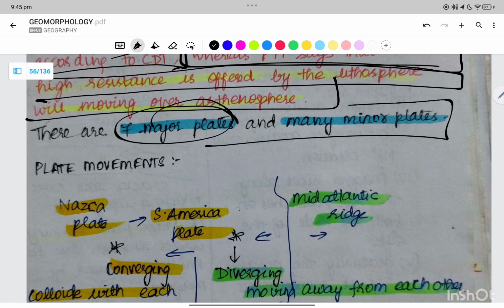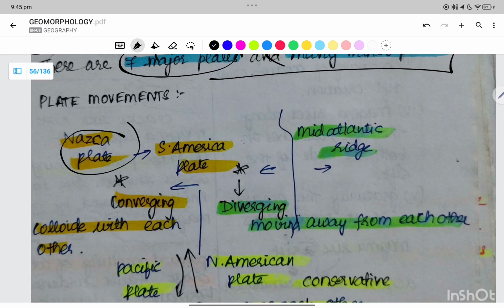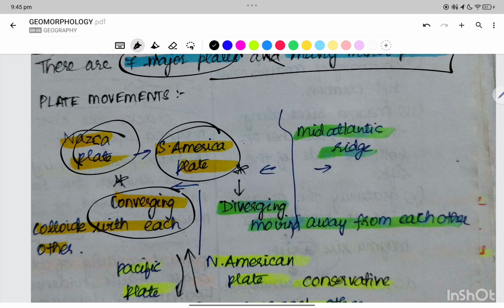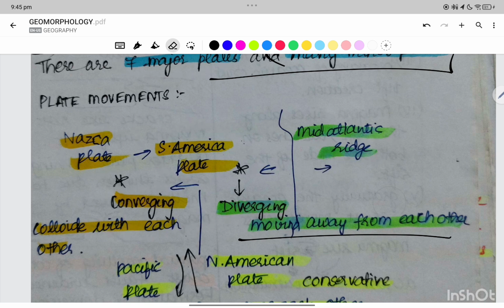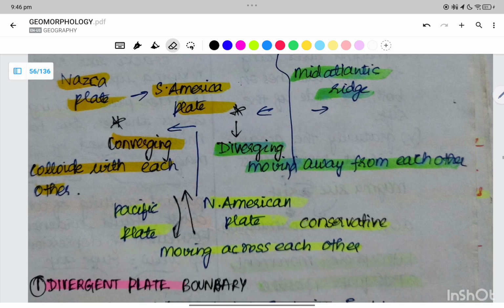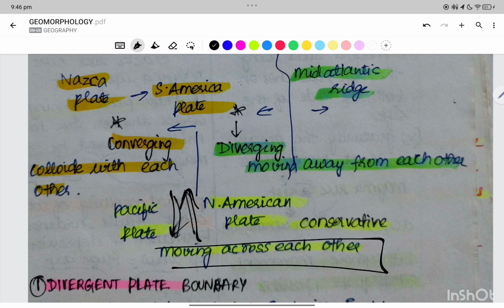Seven major plates and minor plates. We have the Nazca plate and the South American plate. They are converging, colliding with each other. Diverging is moving away from each other; divergence happens at the mid-Atlantic ridge. The Nazca plate and South American plate are converging with respect to each other. The Pacific plate and the North American plate are moving across each other, so they are conservative.